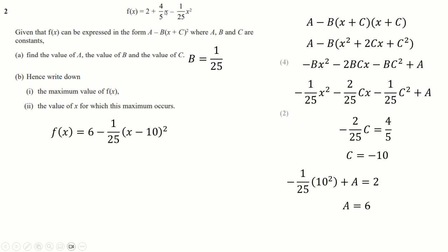So you don't even need to deal with this. You can just deal with the thing they give you, and then just set the coefficients equal to each other. It's just quite a nice way of doing it sometimes.